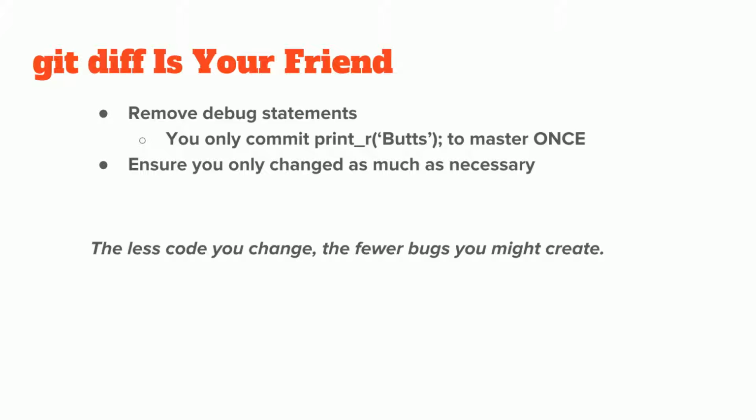Git diff is also your friend. Git diff is a subcommand of Git. It lets you visualize what has changed between now and the last time you saved something. This is great for remembering to do things like remove your debug statements, because you only commit print R butts to master once, and then you learn to use a different word as your debugging word. It's very embarrassing.